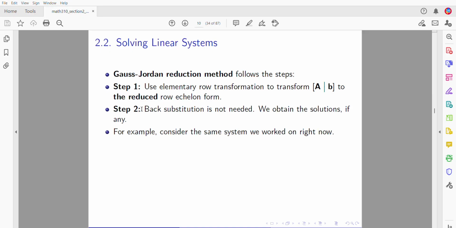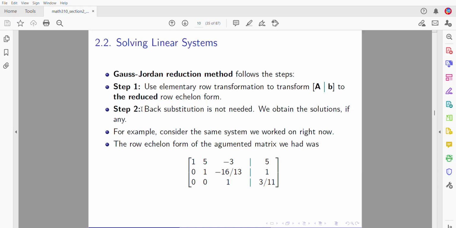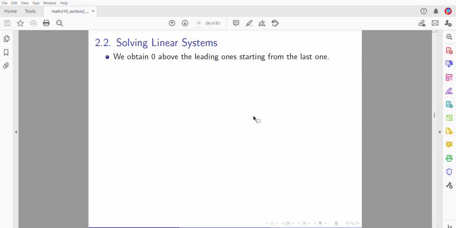For example, consider the same system we worked on right now. This was the row echelon form. Now you want to make it reduced row echelon form. That is, you want zeros above the leading ones. Start from the last column. Okay, don't start from the middle or the first. Well, there is nothing above, but start from the last column. Starting from the last one.